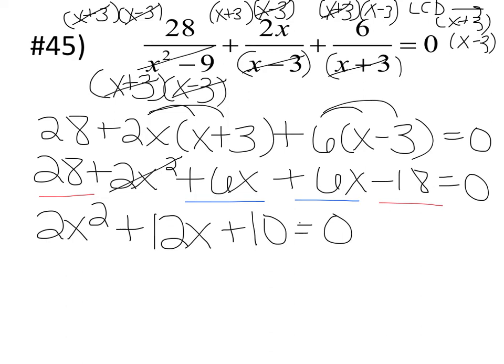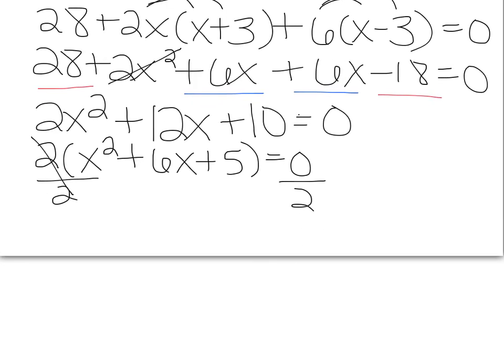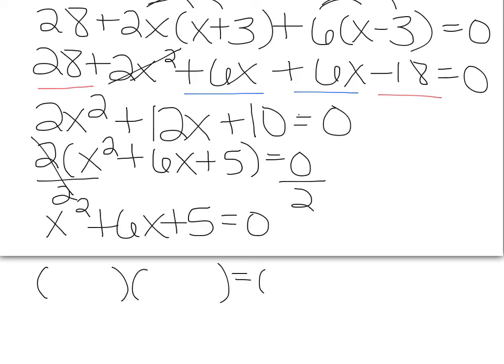Okay, so here, you can factor out a 2, leaving x squared plus 6x plus 5 is equal to 0. Divide both sides by 2, and you're left with x squared plus 6x plus 5 is equal to 0. Now you want to factor this. So you want x plus, x plus, factors of 5 that give me 6 are 5 and 1.